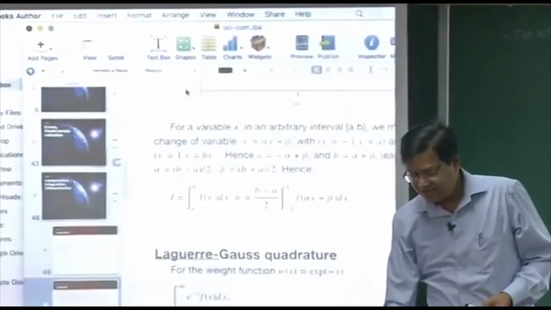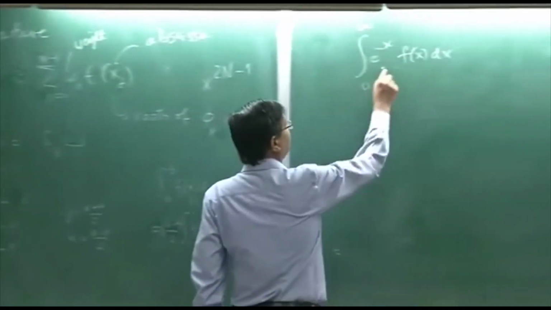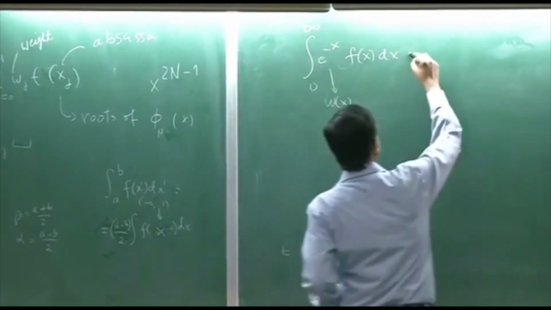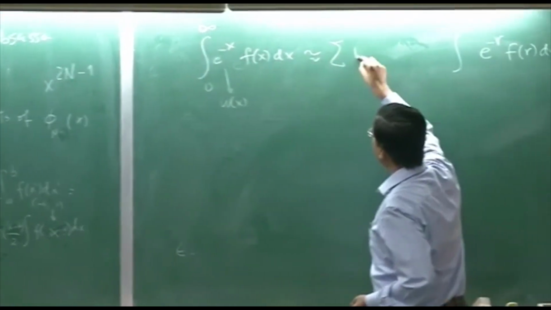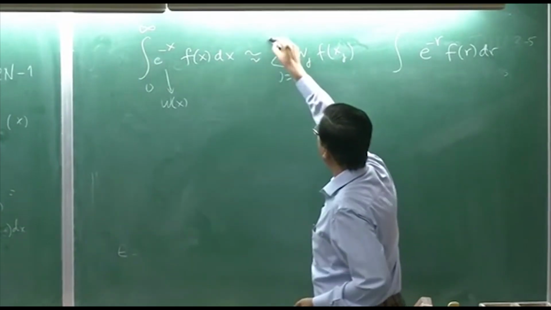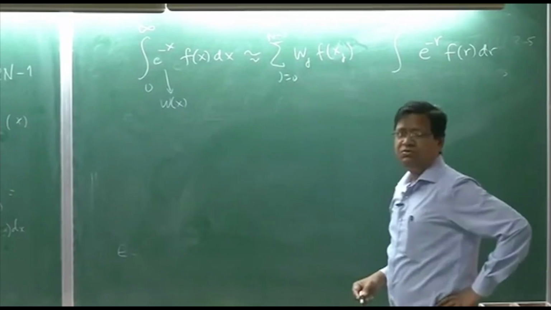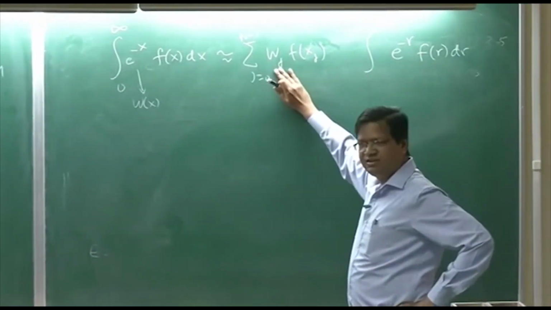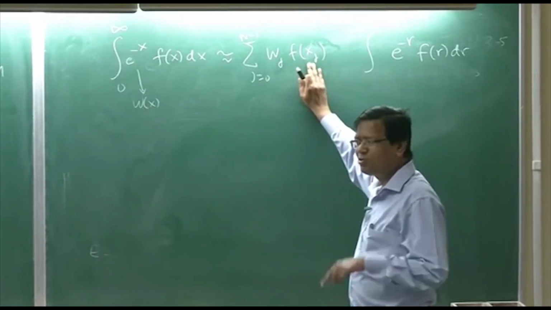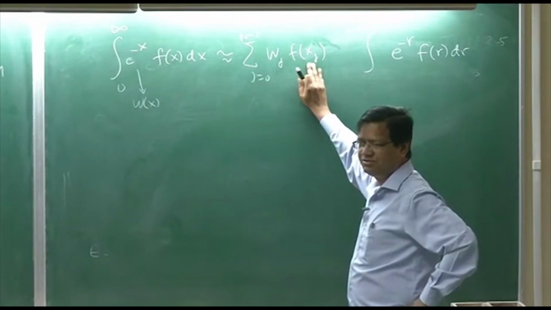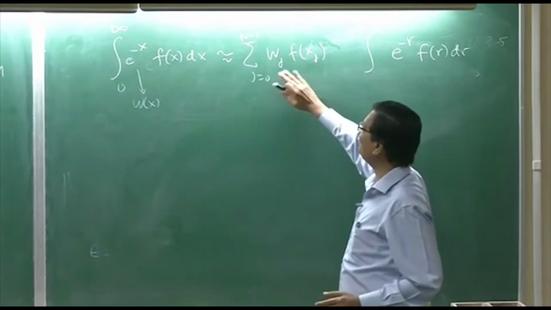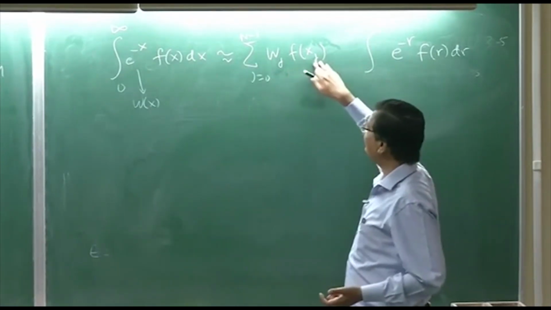So it is exactly the same scheme, but my weight function, you can see that here weight is not equal to 1, and this is approximated as the sum of Wj f(xj). So my weights will be computed from the Laguerre polynomial, and my xj's will come from the zeros of the appropriate Laguerre polynomial. Now the derivation, somebody has done it already, we do not need to compute this, but given n, I will give you xj's and I will give you wj's.